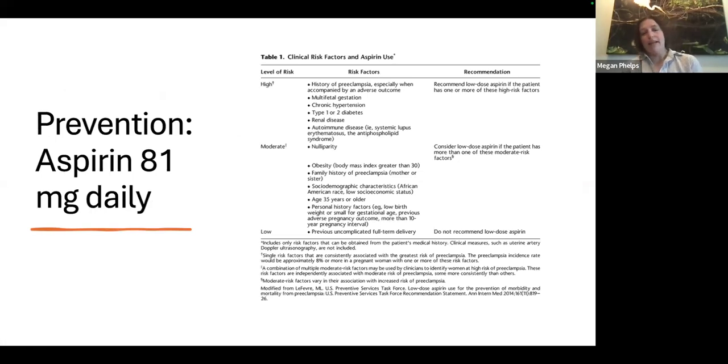The best way we have right now of preventing preeclampsia and the hypertensive disorders of pregnancy is by use of a baby aspirin, 81 milligrams daily. If the patient has high risk factors, history of preeclampsia, diabetes, chronic hypertension, any of these, they only need one of those to start it. Otherwise it's 2 moderate risk factors: obesity, family history of preeclampsia, low socioeconomic status, advanced maternal age. But generally speaking, a lot of patients meet criteria for this. The recommendation is starting it before 16 weeks, and we often start at 13 in our clinic.